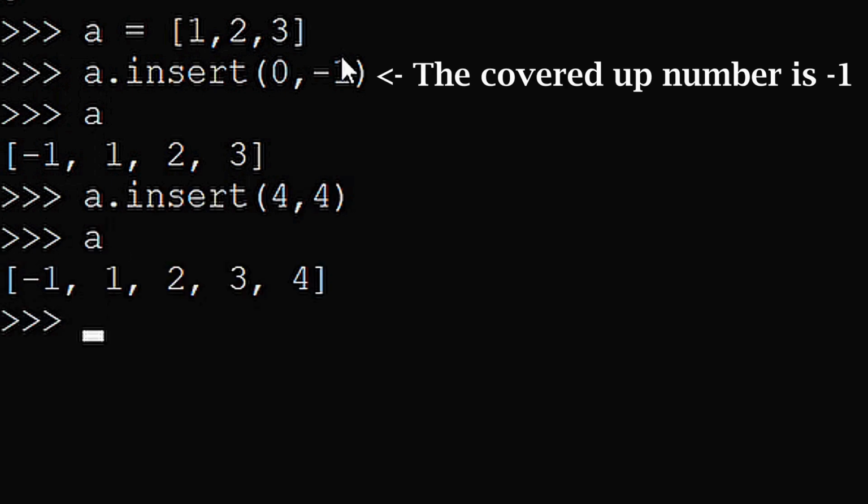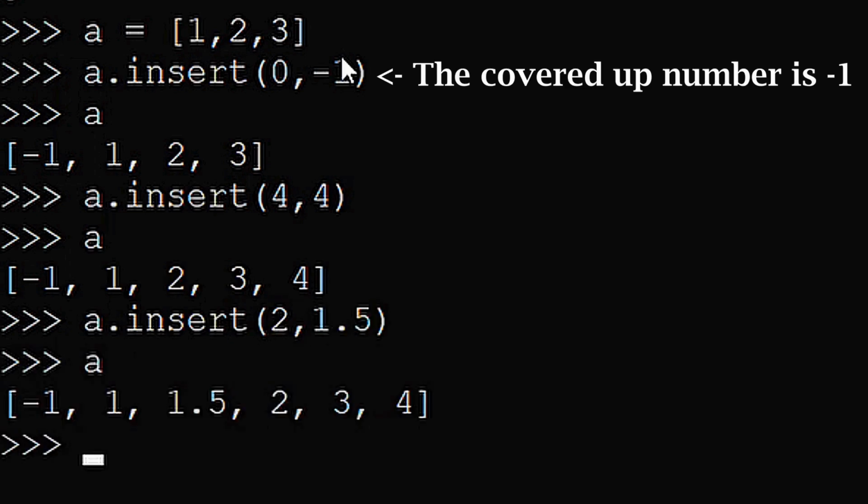Finally, if we do A dot insert 2, 1.5, then 1.5 gets inserted at index 2. Everything originally at index 0 through 1 gets pushed to the left, and everything at index 2 to the end of the list gets pushed to the right.